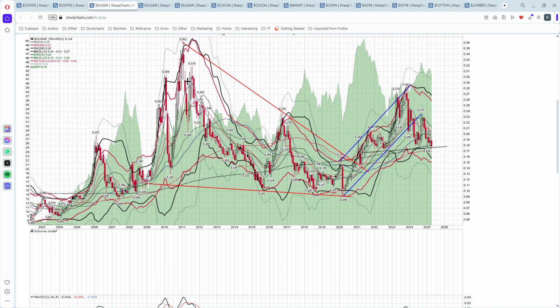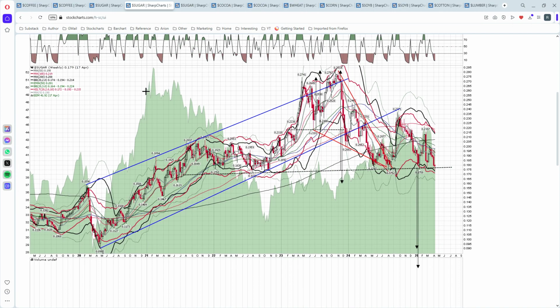All right, sugar. Sugar, I was doing quite a lot of work on this because I wanted to get some more insight in terms of which way I think this is going to jump in terms of this large head and shoulder pattern. Now, looking on the weekly chart, you can see the head and shoulders. You can see it's already broken down. You see it's got a target at 0.09, which is half the current level, basically. That is a big move, and you wouldn't want to be on the wrong side of that.